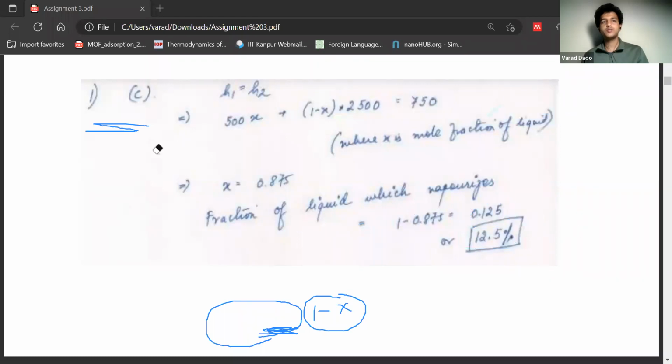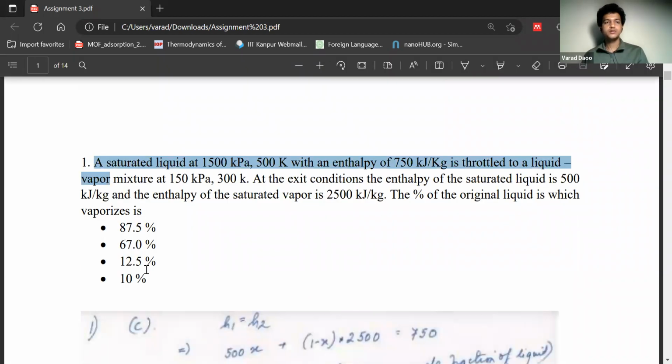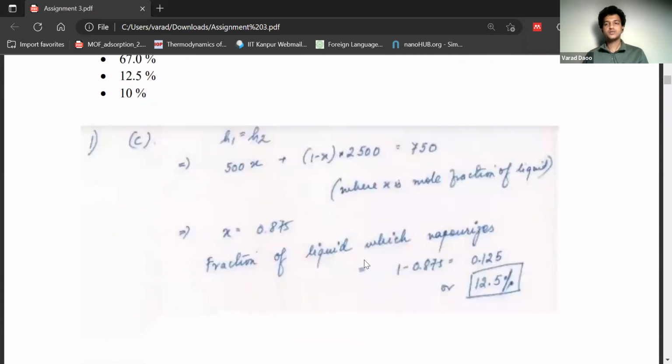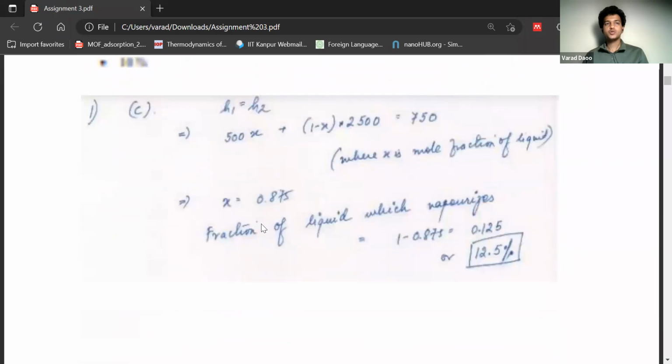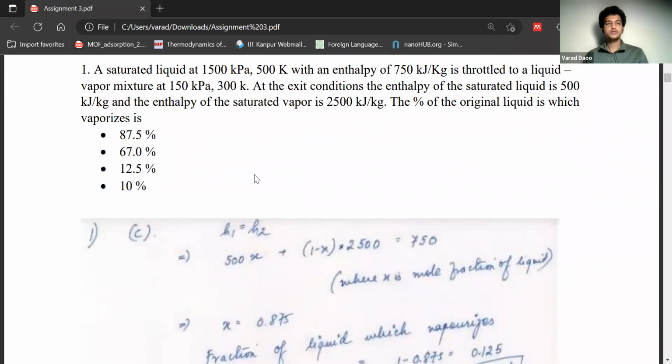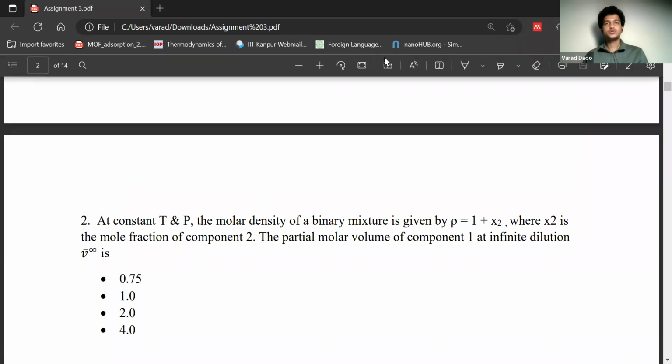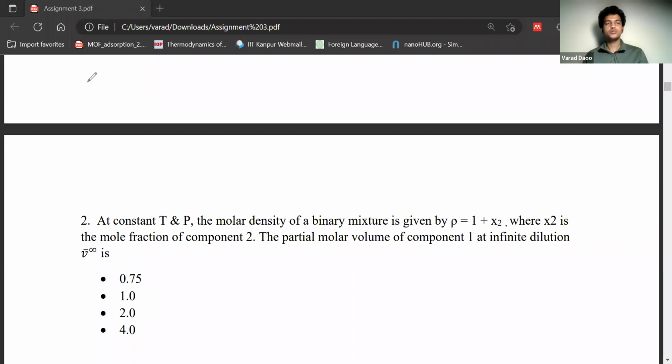So anybody has any problem? I hope this is clear to everyone. I'll give you 2 minutes. I hope the question is clear to you. If anybody has any doubts, is the concept clear to everyone? So the correct answer is option C, 12.5%. Okay. So those students who understood question 1 can move on to question 2, and those who want to ask, they can ask.